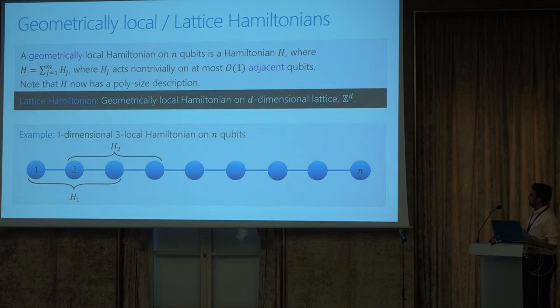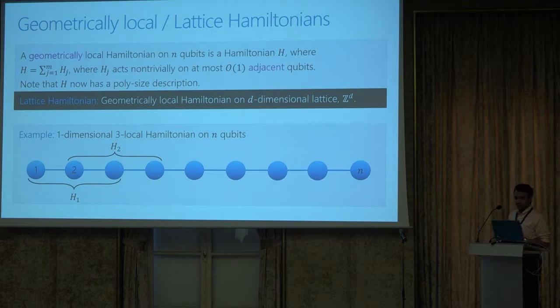And let me just give you a pictorial example of one such Hamiltonian. You have these n qubits on a line, and each individual term hj only interacts qubits that are close to each other. So this one has 1, 2, 3, and this guy has 2, 3, 4, and so on. All right, so this is the setup of the problem.